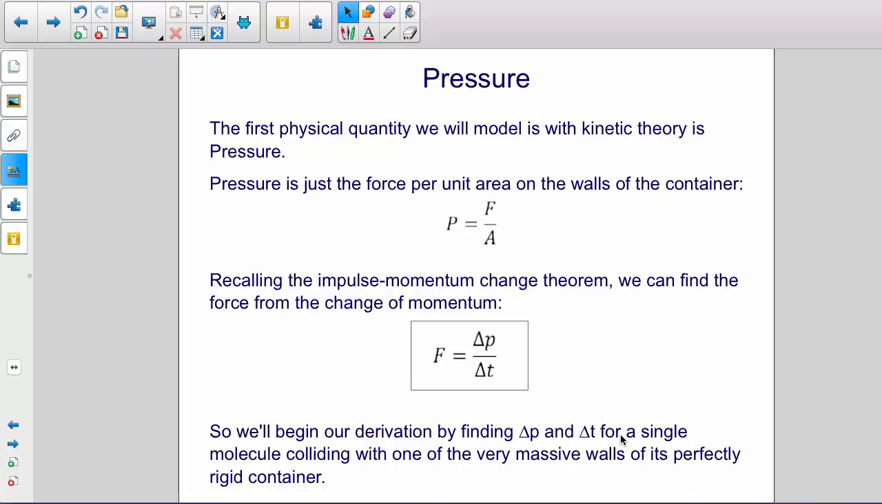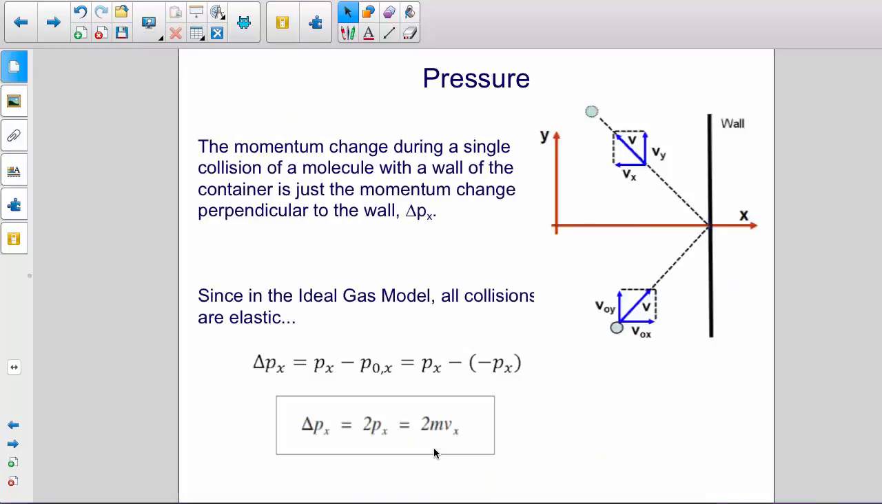Now, recalling the impulse-momentum change theorem, we can find the force from the change of momentum: F equals delta P over delta T. So we'll begin our derivation by finding delta P and delta T for a single molecule colliding with one of the very massive walls of its perfectly rigid container. Let's begin by finding the momentum change during a single collision of a molecule with a wall of the container.